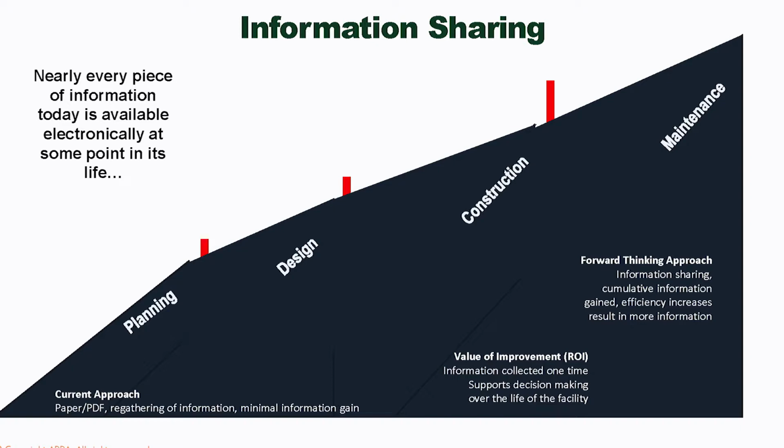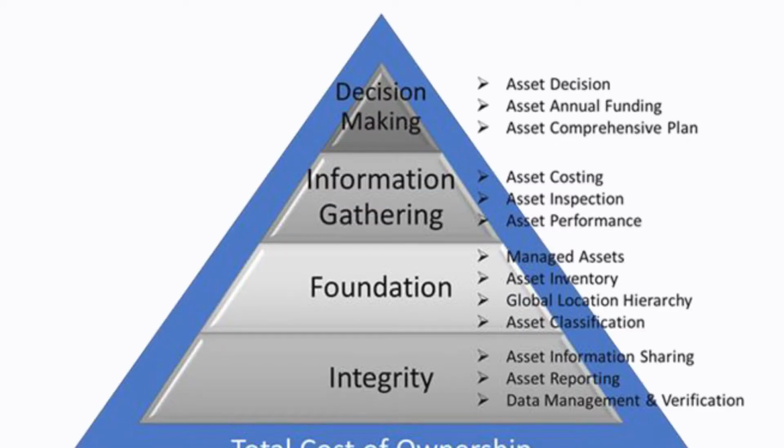All right, so here are the principles. There are 13 of them. And what I want to highlight here is the integrity piece. So asset information sharing, asset reporting, data management, and verification. That is what the whole total cost of ownership rests on. That's why we've made this triangle. It says we cannot do anything with total cost of ownership without this. That plays into technology solutions, document management in the largest way. You have to have information in order for this to work. It has to be accessible. These things have to work.